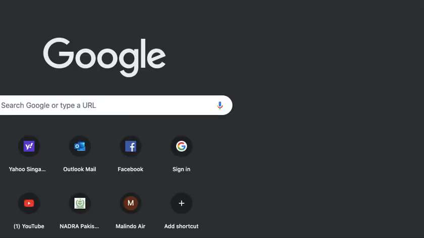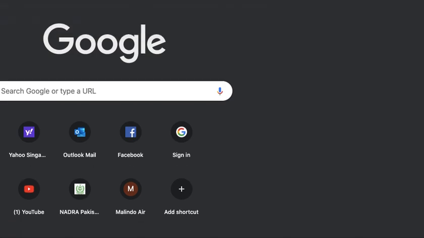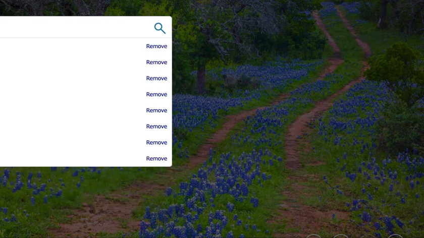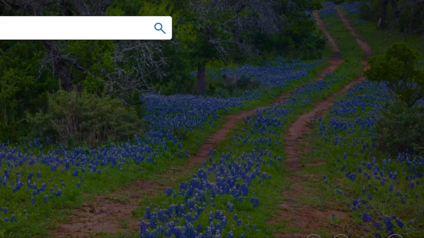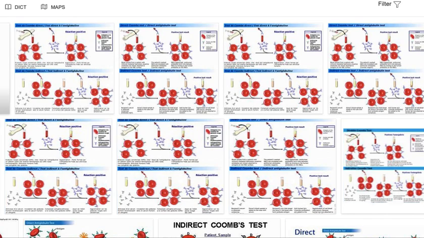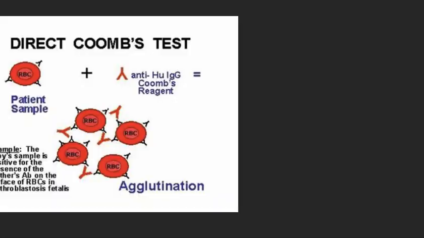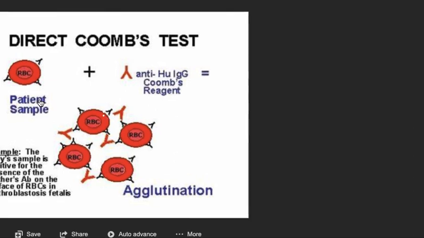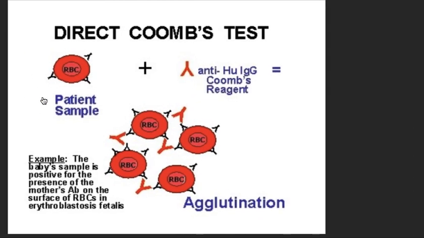Again, I could show you this as well, because this is worth understanding, like the Coombs test. There are two tests, by the way. One is called the direct Coombs test, and one is called the indirect Coombs test. See this one. In the direct Coombs test, we take the patient sample, the RBCs are there, plus we put anti-human IgG Coombs reagent in them. If the RBCs have antibodies on them, see, there is agglutination. They are all attached together.